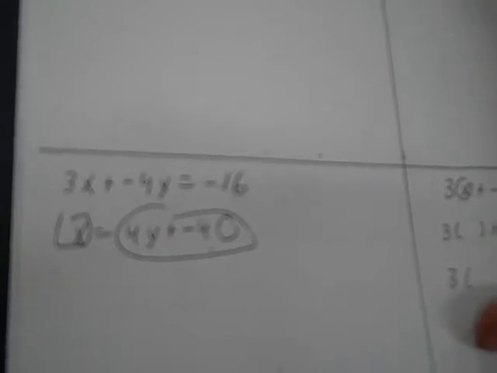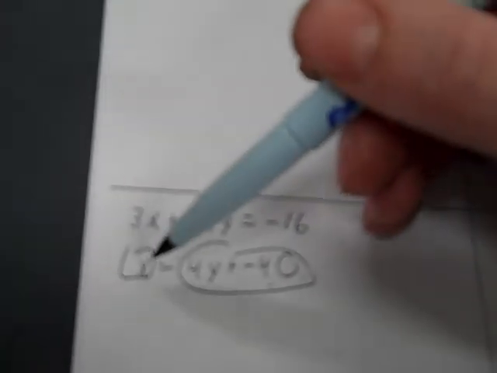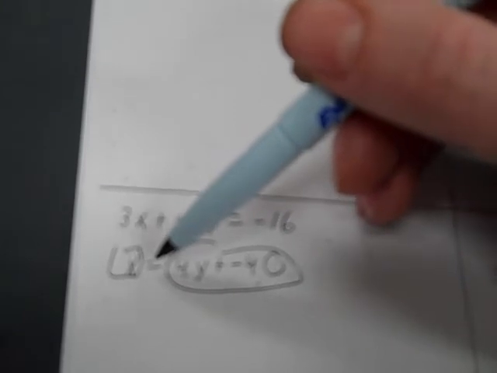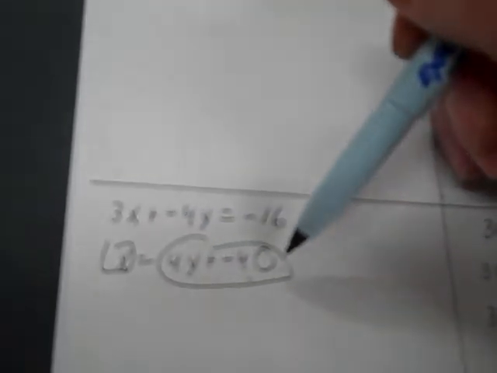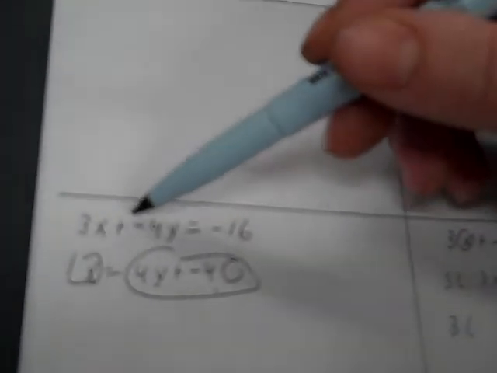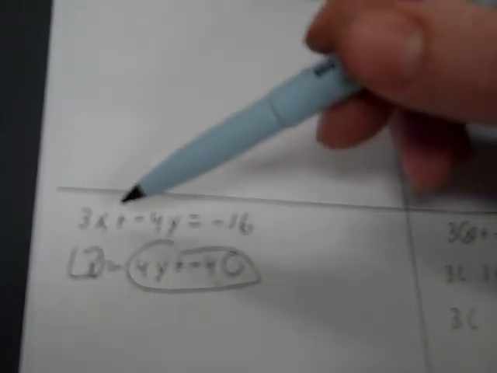3 times x, that's all I need you to do there. We're not going to find the answers today. 3x plus negative 4y equals negative 16. That's one equation. And x equals 4 times y plus negative 40. So I had the x by itself here, and I know that that x is equal to 4 times whatever y is plus negative 40. Then I wrote this other equation here, 3 times x plus negative 4 times y equals negative 16.